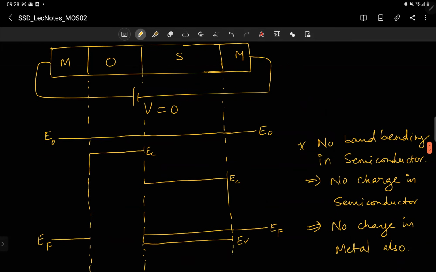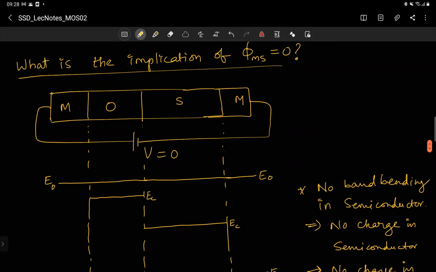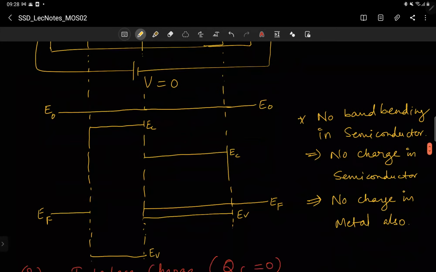Not just in this metal semiconductor junction. Why we are drawing this is that it is not only the semiconductor metal junction that has no charge because phi ms is 0. If you put V equal to 0 and connect it this way, even in this MOS junction the charge is 0. So that's what we wanted to say there.